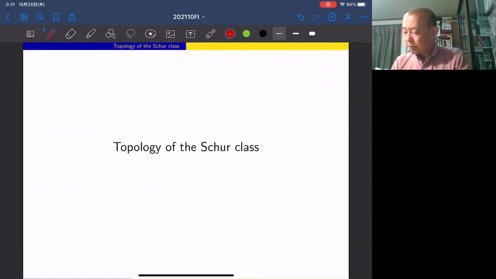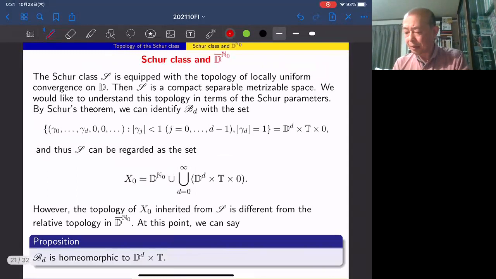So now let us consider the topology of the Schur class. How to understand it? The Schur class S is equipped with the topology of local uniform convergence on the unit disk D, as I said. Therefore, this S is a compact separable metrizable space.